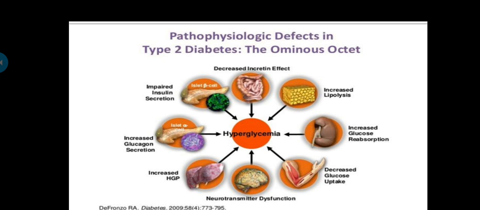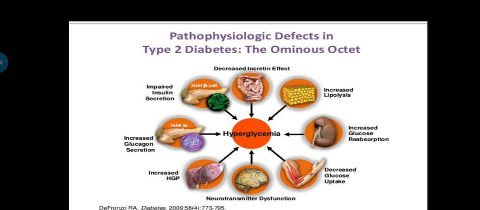Increased lipolysis can also enhance insulin resistance. Increased glucose reabsorption from the kidney also increases hyperglycemia. One of the new drugs can inhibit this pathway. So increased glucose reabsorption is also a reason for hyperglycemia in type 2 diabetes. Decreased glucose uptake, as seen in the skeletal muscle, liver, as well as adipose tissue, is also a defect in insulin resistance that can cause hyperglycemia.